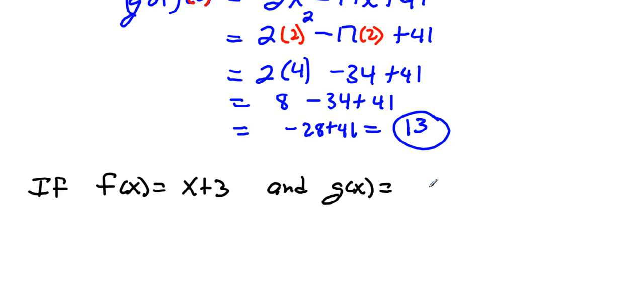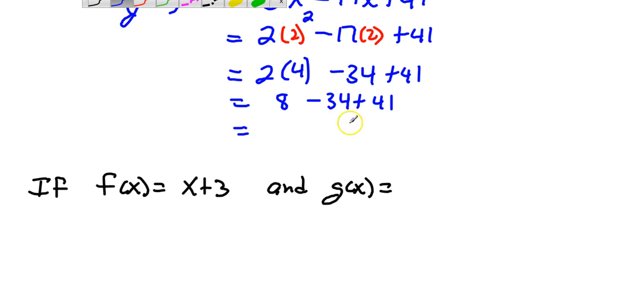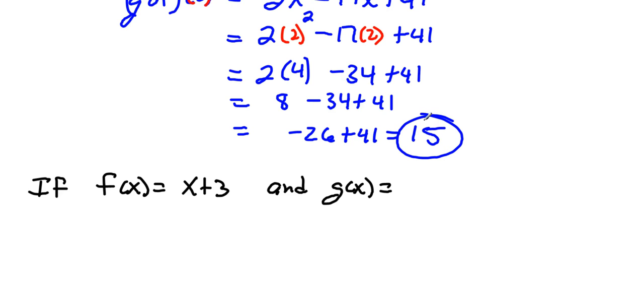Did I mess up? Oh, that is 24. Thank you. All right, back up there. That's 24. Because 8 minus 34 would be negative 26, right? And then plus 41 would make it 15. There we go. Not 13. Thank you.